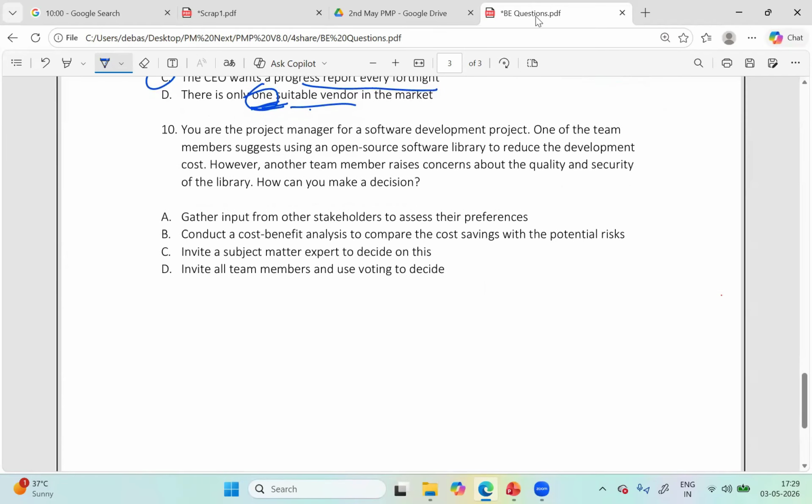All right, the last one, 10. Good one. What did you answer here? B or C? B. Conduct a cost benefit analysis is the right answer. B is the right answer.